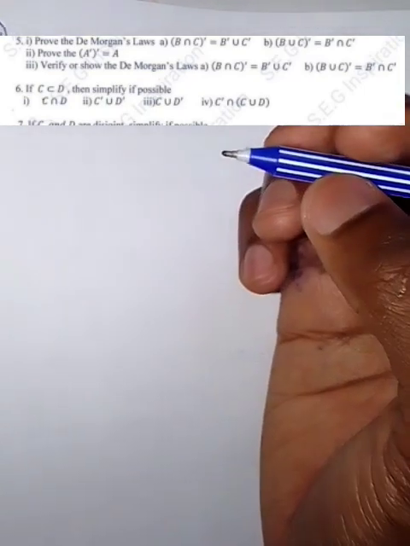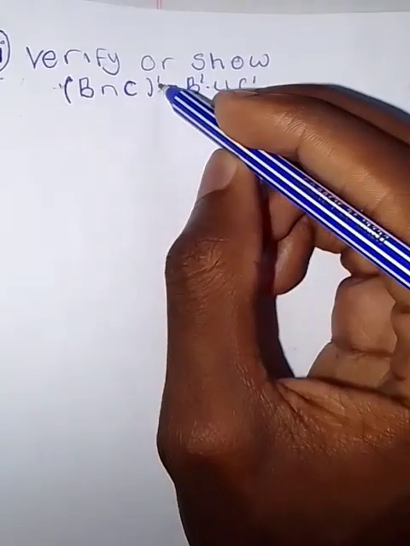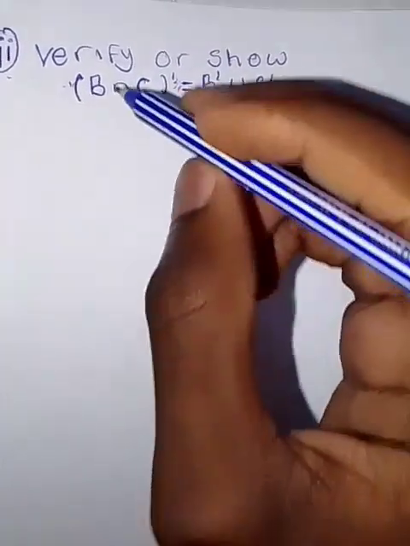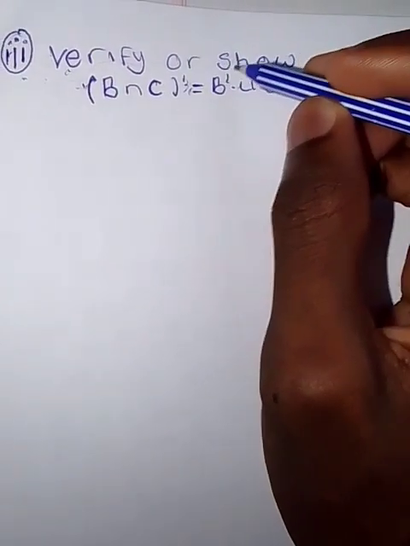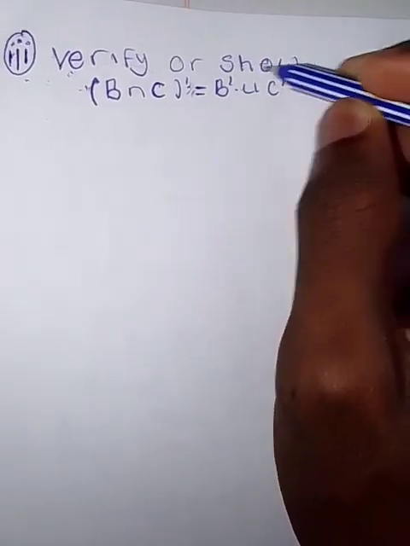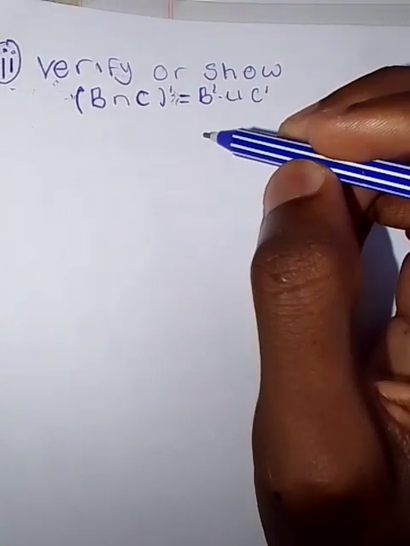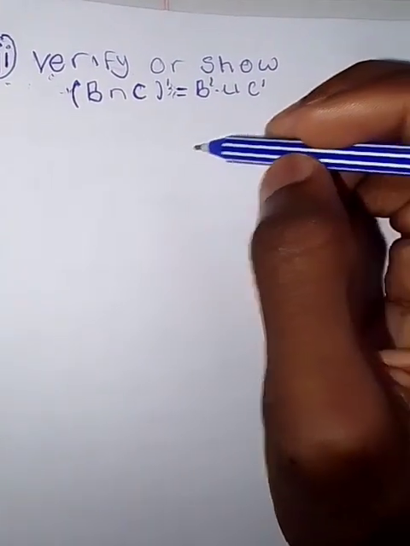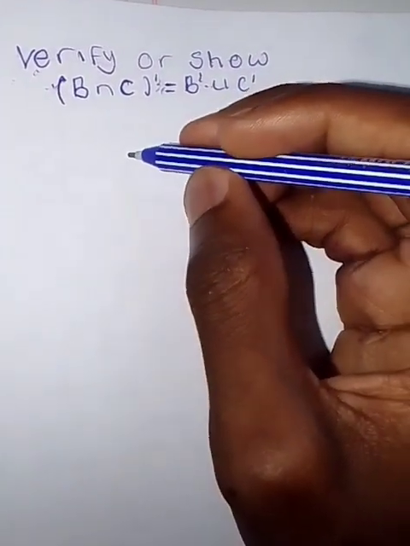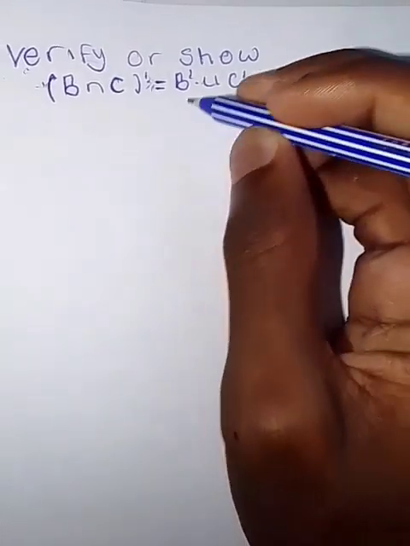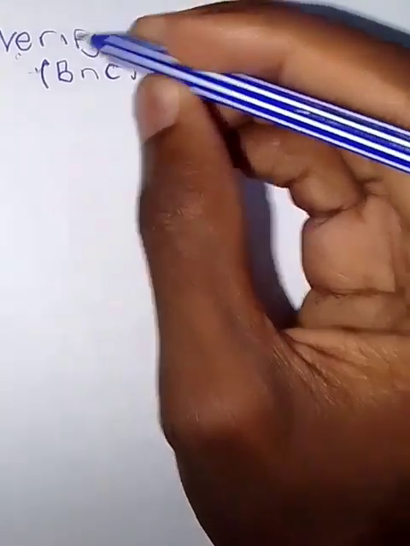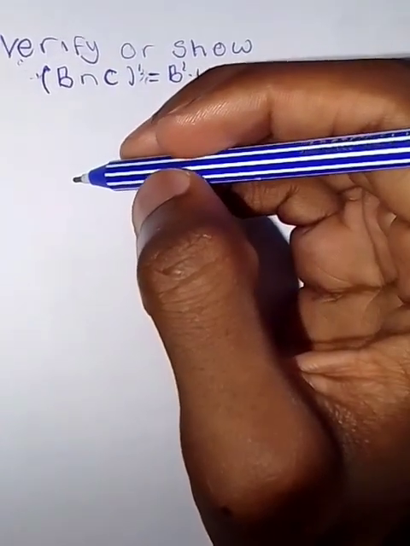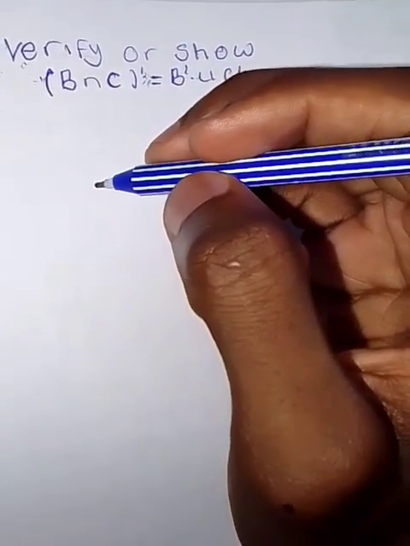now let's say we've been given to verify or show that this side is equal to this side. Verifying and showing are two different things. If you've been told to show or prove, you have to use the arbitrary method, that one where we're assuming the element X to be a member of whatever is given. That is the arbitrary method.